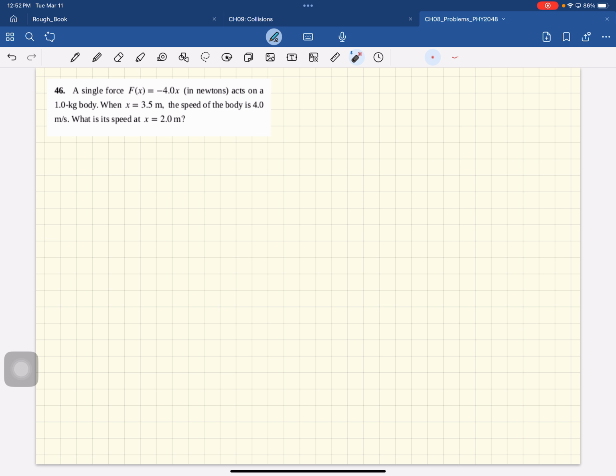So this problem says a single force Fx equal to minus 4x, so this is like a spring force, there's the spring constant, acts on a 1 kg body. When x equals 3.5 meters, the speed of the body is 4 meters per second. What is its speed at x equals 2 meters? That's a single force acting on the object. What we're going to use is the work energy theorem. The work energy theorem says that the net work done, that is the work done by all the forces acting on the object, and in this case there's only one force acting on it, is equal to the change in kinetic energy.